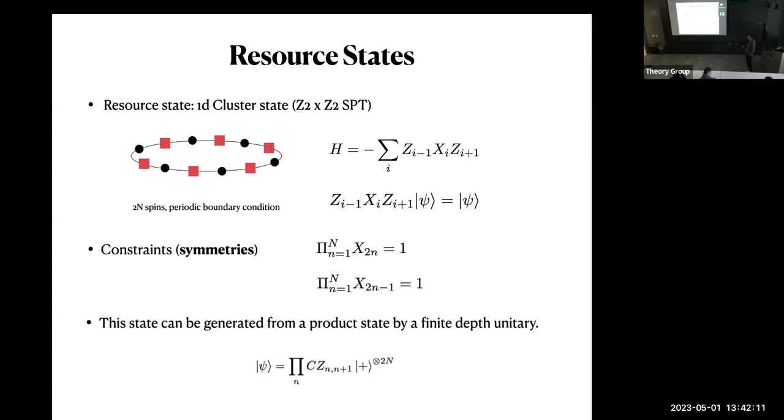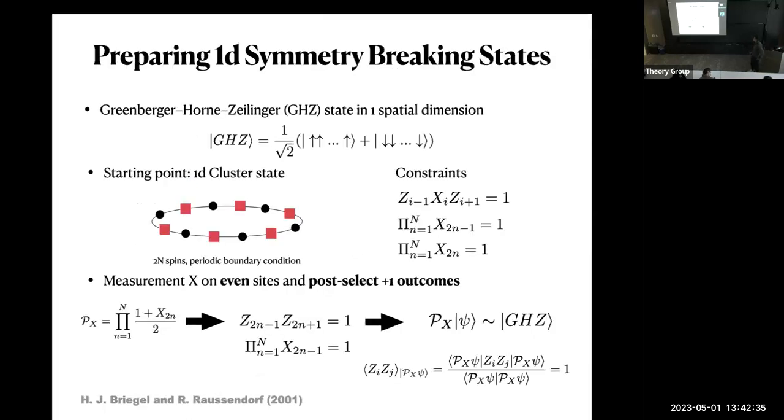And so that will be constraints of the ground state, but also the ground state will respect these 2 Z2 symmetries, which are spin flips on even and odd sites. So this state can be generated from a product state by a finite depth unitary. You do a CZ, so a controlled Z. It's not very important. It's a finite depth unitary that you can use to generate these states. So now let's see if we can do something interesting to that state. So we can actually prepare this so-called GHZ state, which is essentially a symmetry breaking state in these one-dimensional settings.